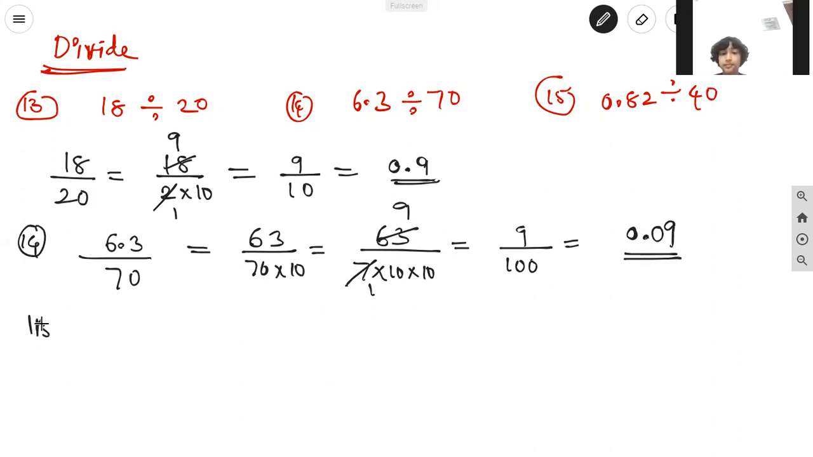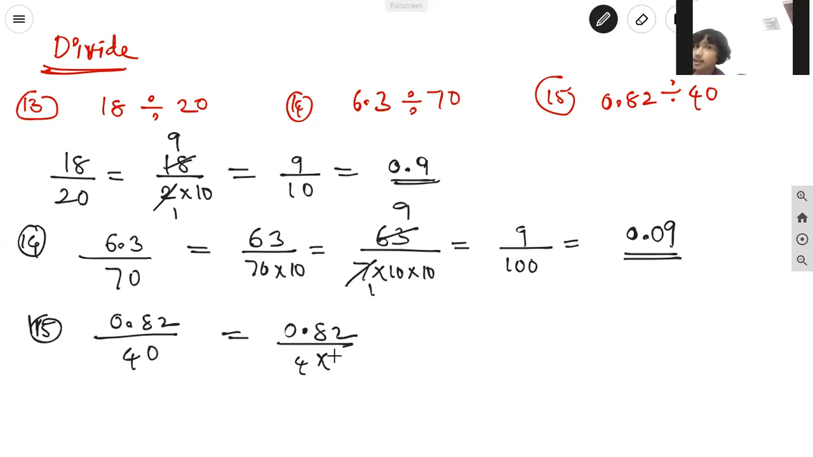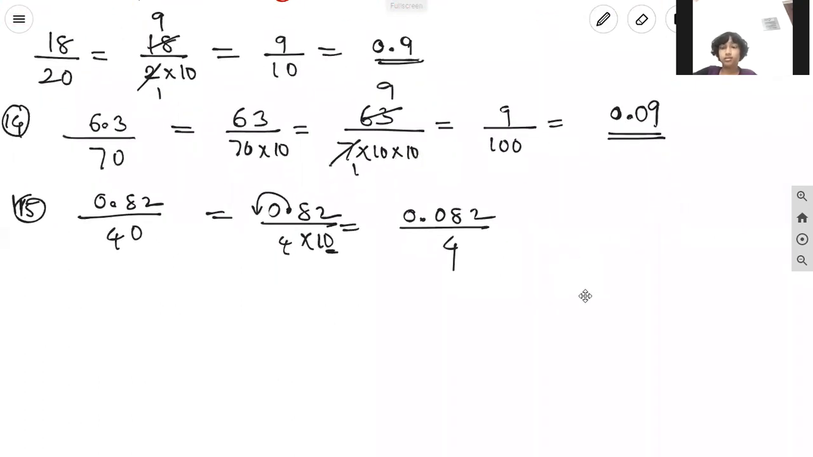15th one. 0.82 is divided by 40. It can be written as 0.82 by 4 into 10. It is equal to 0.082 by 4. Is it clear? Here 1 0 is there, meaning the decimal point is shifted one place to the left. We can take 3 decimal places. Now we can do that, 0.082 with 4.